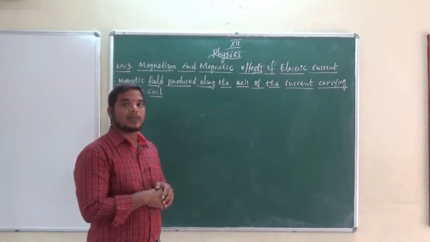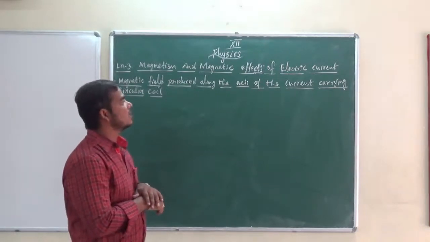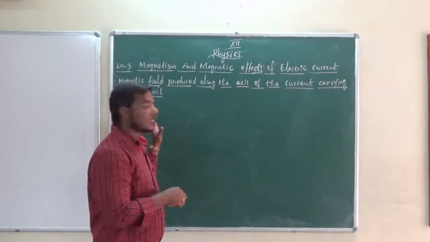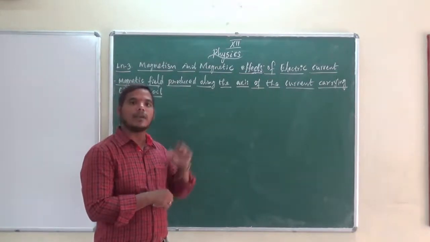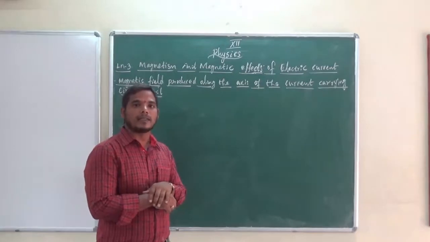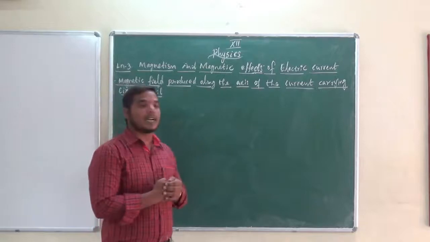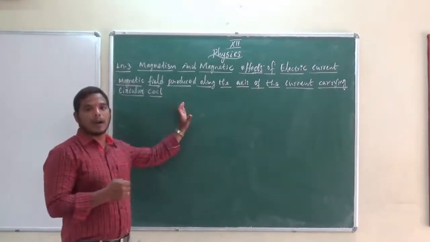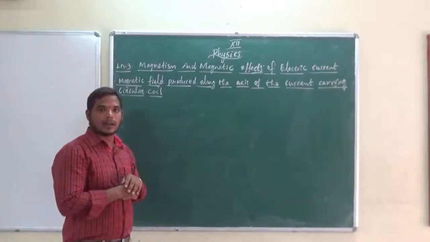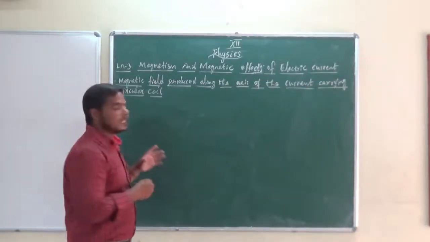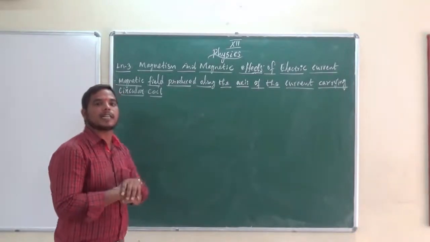In our previous class, we discussed the same thing for the magnetic field produced along the axis of the current carrying, not circular coil, straight conductor. We derived the final equation and all the mathematical steps. Today we are going to discuss the magnetic field produced along the axis of the current carrying circular coil. So consider a current carrying circular coil.